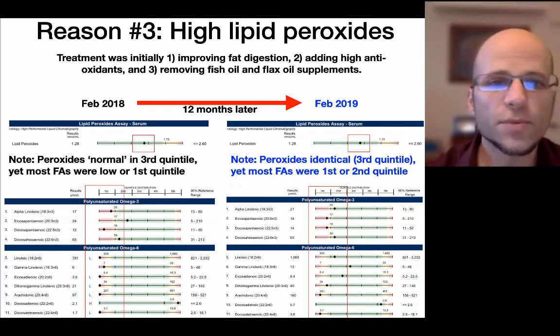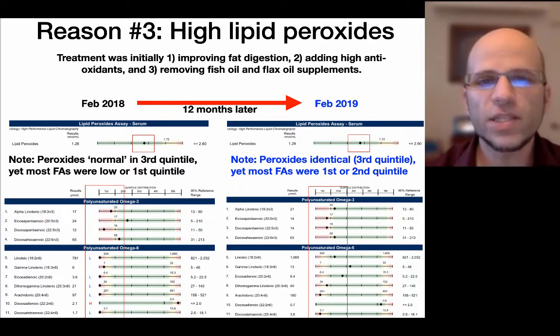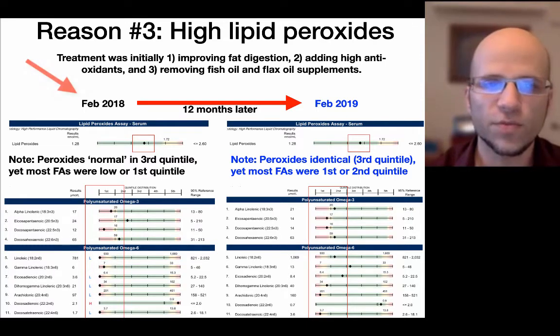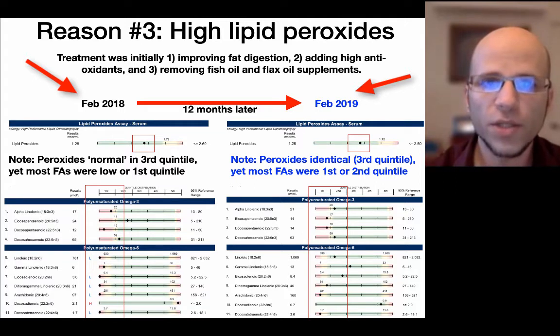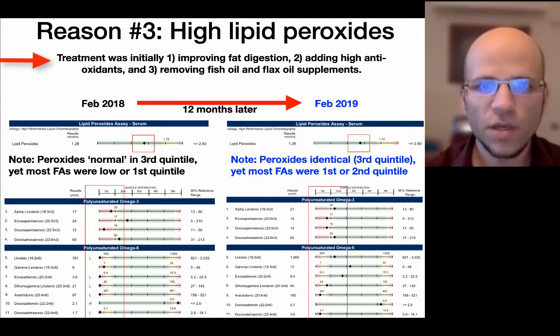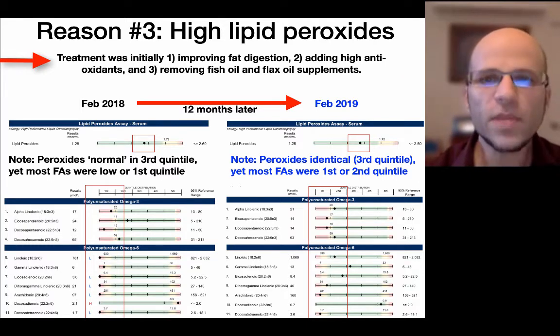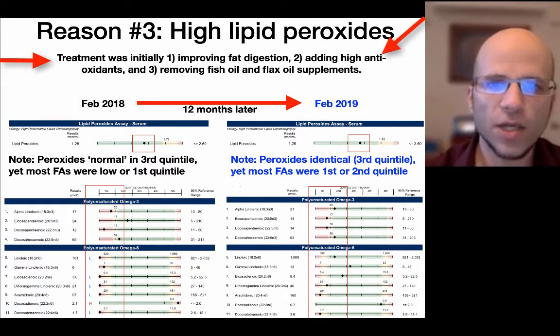And so I'm showing you the difference. This is his comparative test from February 2018 to February 2019, which was 12 months. Initially it was about improving fat digestion, adding in high antioxidants, and removing his fish and flax oil. Why did I add in high antioxidants?